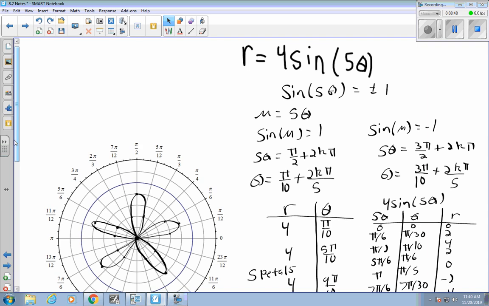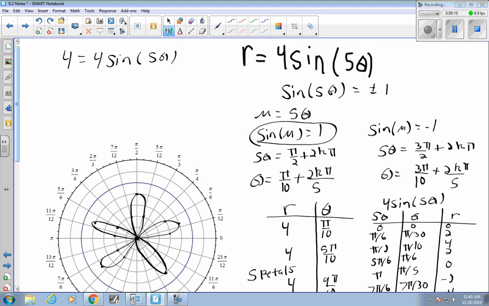Because the initial equation was 4 sine 5 theta, so I basically set 4, because isn't that going to be the maximum of this graph? Or negative 4, who cares? Because it could go against the angle, so just pick 4 or negative 4. Basically solve the equation: when is sine of 5 theta equal to plus or minus 1? So I actually just solved this one out, and that gave me the 5 key points, the 5 petals, the tips of the petals, so I knew where I was going to be graphing them.